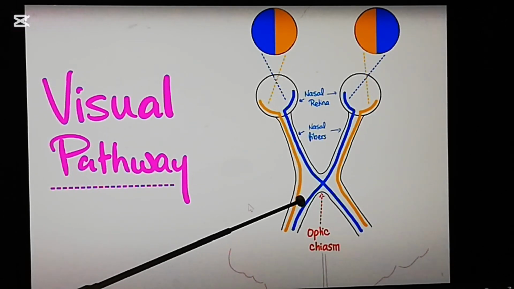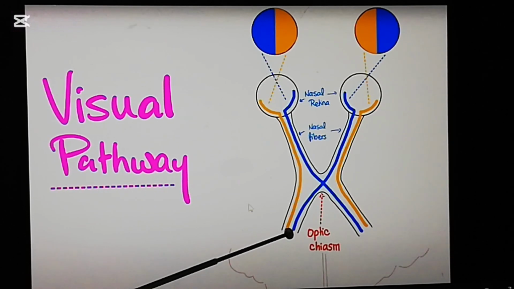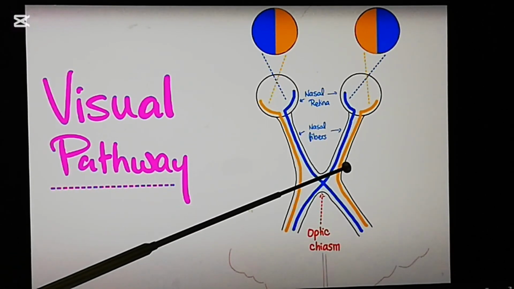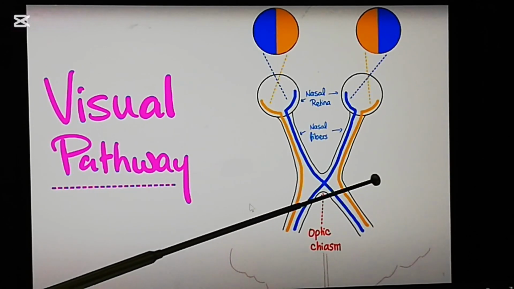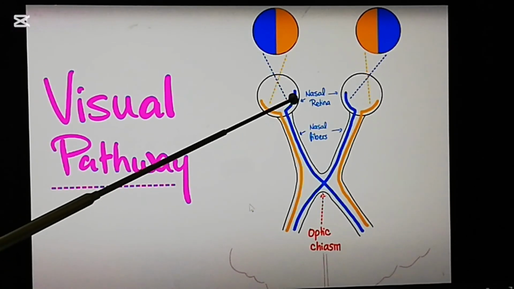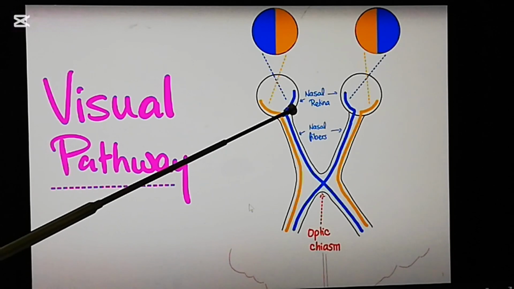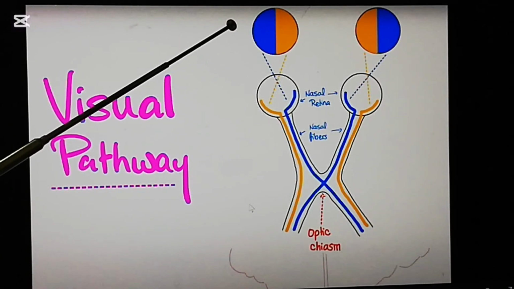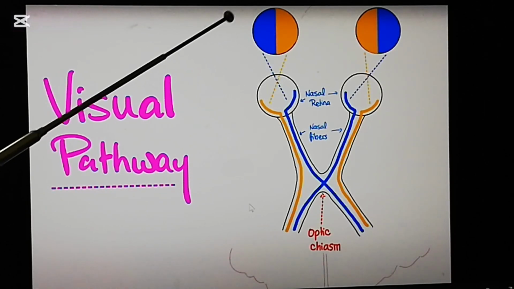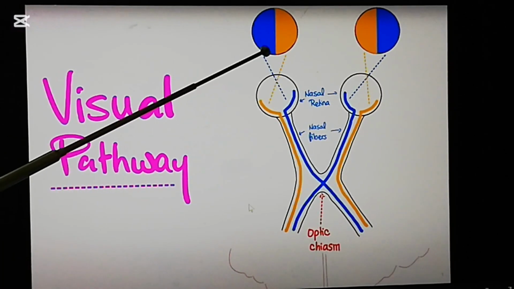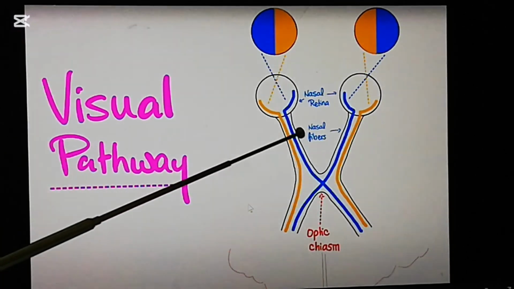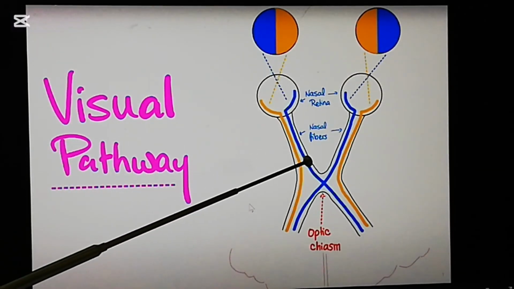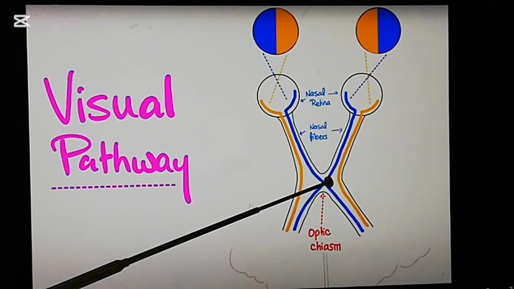So ipsilaterally they are passing through the optic tract. Same is the case with the opposite side temporal fibers, but a different thing happens with the nasal fibers. Your nasal retina takes information from the lateral aspect of your visual field, of course. It will take all the information within the retina and then through the optic nerve. What happens when they reach the optic chiasma?